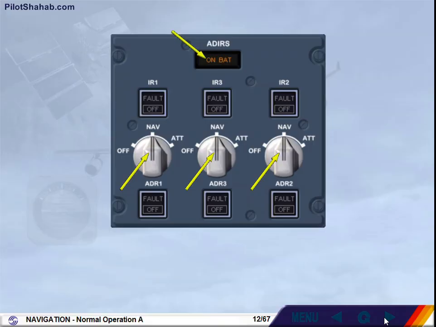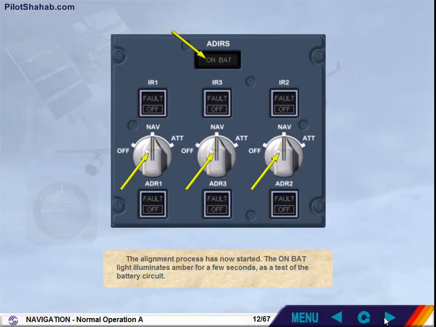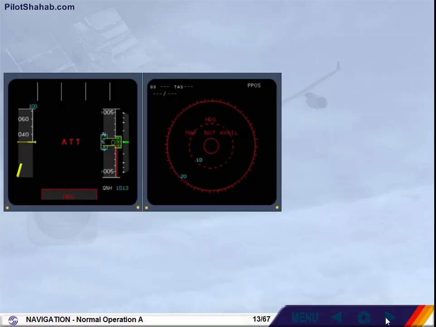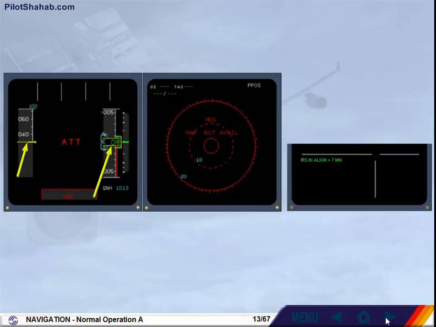The on-bat light illuminates amber for a few seconds as a test of the battery circuit. Almost immediately, air data information is shown on both PFDs. On the ECAM memo, the message IRS in align greater than 7 minutes appears. This message tells you that the alignment process has begun. It takes approximately 10 minutes for a full alignment, but the ECAM will only count down from 7 minutes.